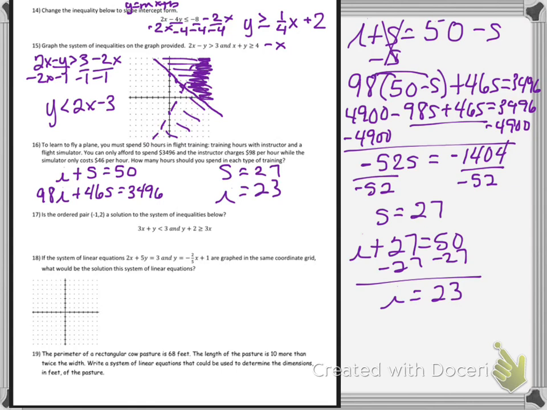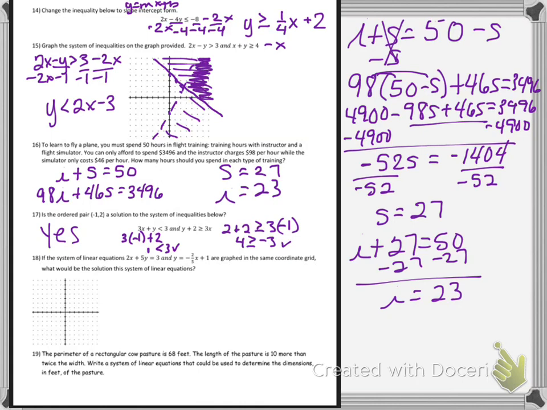Is the ordered pair a solution? Yes, it is. You can simply plug it in. 3 times negative 1 plus 2. That's going to be 1, which is less than 3. And we put over here 2 plus 2 greater than or equal to 3 times negative 1. 4 is greater than negative 3. So yes, because it works for both. Remember, if it's a solution, it has to work for both.